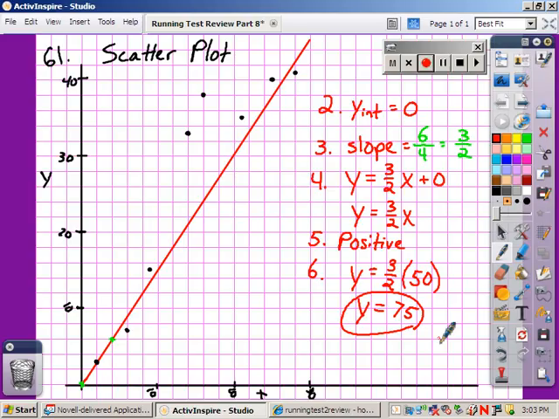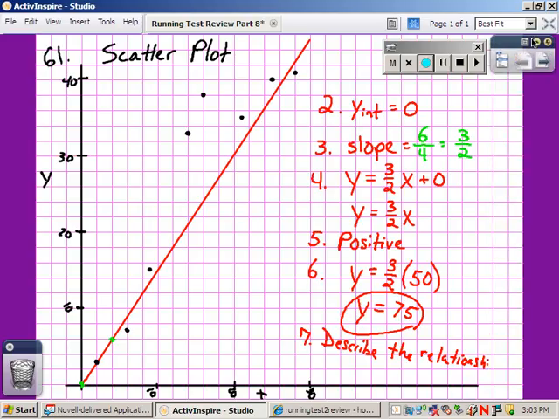Also, on your test, once in a while, you'll get a scatter plot that asks you to say something or describe the relationship. So we could call this number 7, describing the relationship, which is not really on your paper. It would be occasionally on a test, though. So let's look at this. Describing the relationship is something that we can just kind of talk about. We don't have to write it down. But here's what I would say.